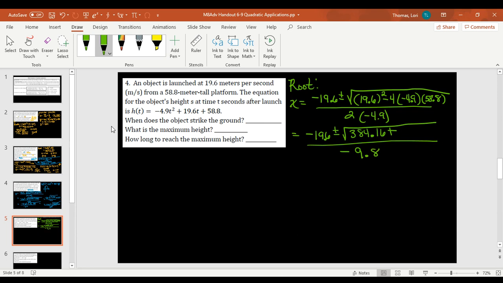So I'm going to finish this out. I'm going to multiply 4 times 4.9 times 58.8, and we get 1,152.48. Again, let's establish what the full radicand is, and then we will break it down into 2 equations. I'm adding those 2 values under the radical, and it looks like I get 1,536.64.